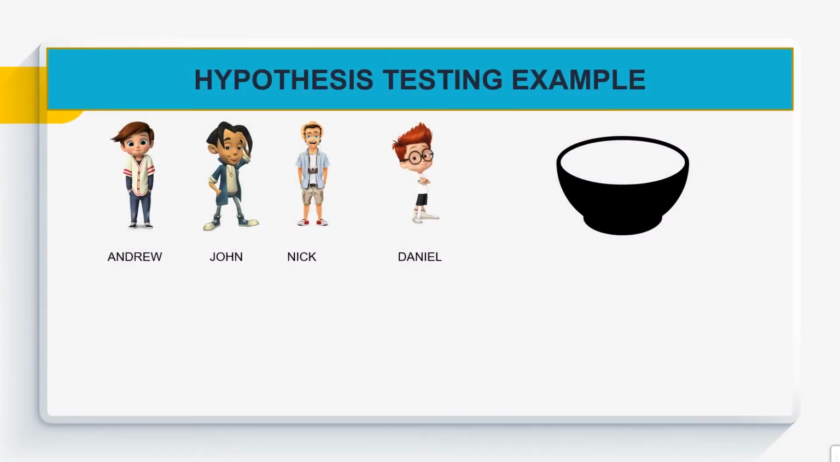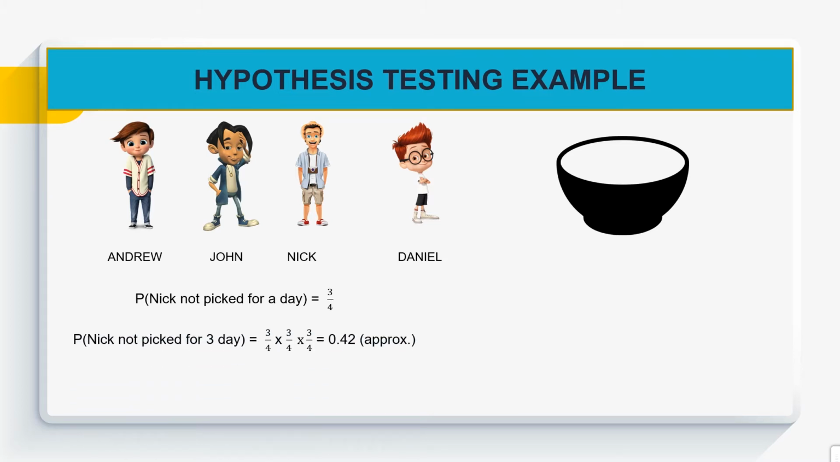First, we will find the probability that Nick is not picked for a day. We get 3 out of 4, which is 75%. 75% is fairly high. But if Nick is not picked for 3 days in a row, the probability will drop down to approximately 42%. Now let's consider a situation where Nick is not picked for 12 days in a row. The probability drops down to 3.2%. That's when the probability of Nick cheating becomes fairly high.